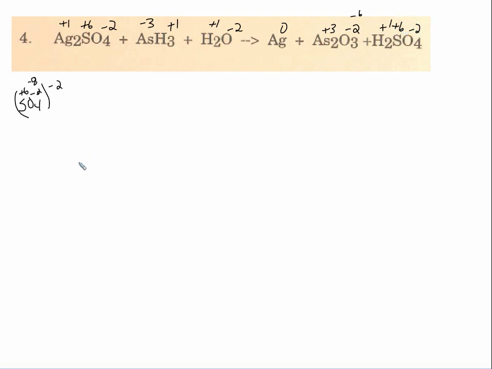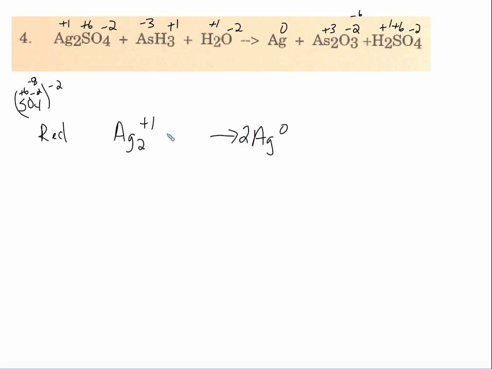Okay, hydrogen's always +1. Anytime you have a sulfate, it's always -2, +6. Good thing to memorize. It makes things go a lot faster. All right, so I see silver's going down. It's being reduced. So I'm going to start with silver. Silver will be reduced. So I go Ag2+1.